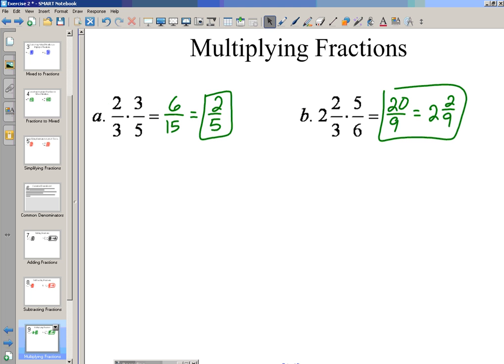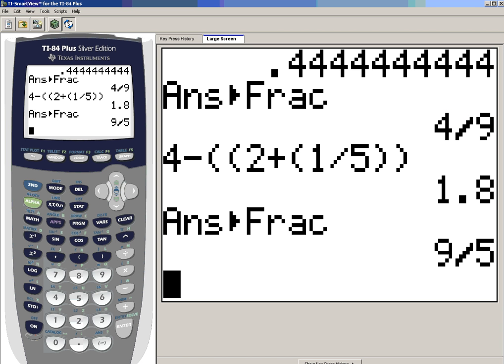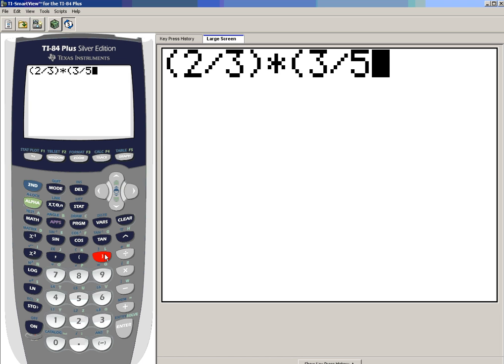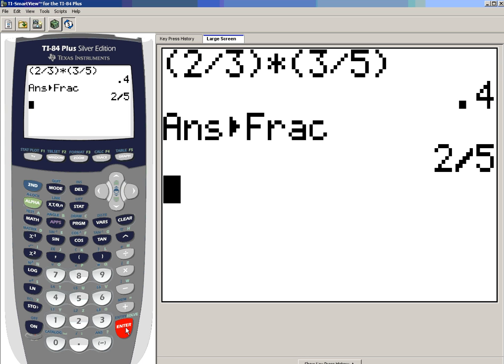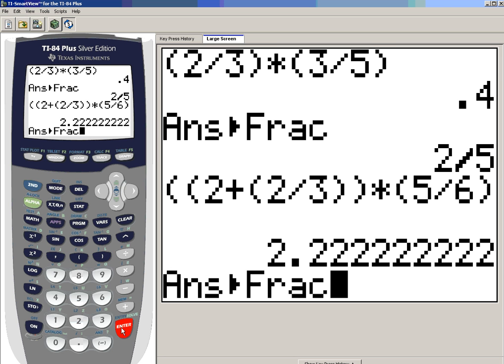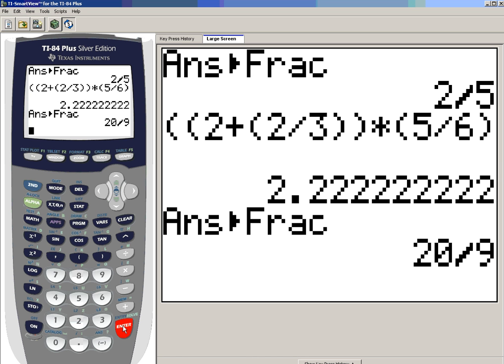Let's look at these on the calculator. 2/3 times 3/5. Hit enter. Again, there's the decimal. There's the fraction 2/5. 2 2/3. We must again group the mixed number together. 2 plus 2/3 times 5/6. Math, change to fraction, and we get 20/9.